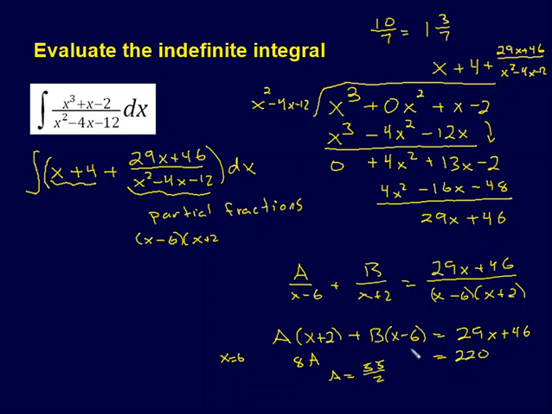Now to solve for b, we want to let x be negative 2. I'm sorry, running out of room here. If x is negative 2, b is going to get multiplied by negative 8. And now we'll check the other side here. It'll be 29 times negative 2 plus 46, and that's negative 12. So this is going to be negative 12 over negative 8, which is 3/2.